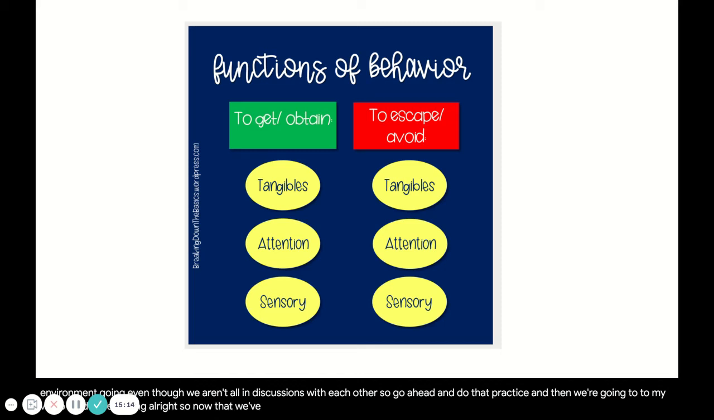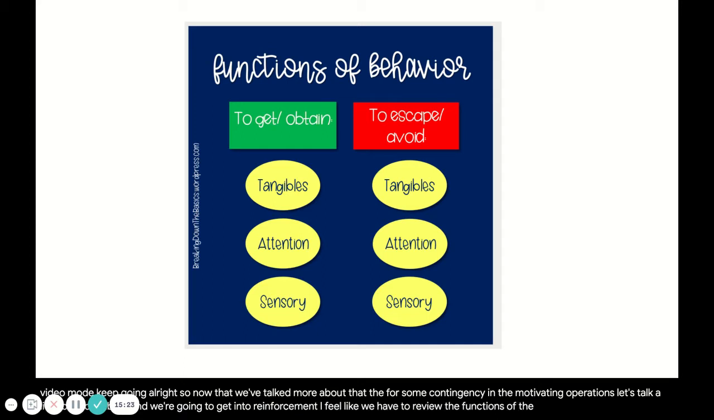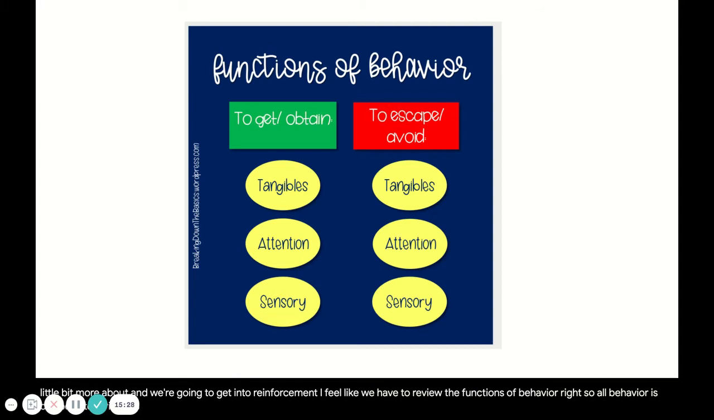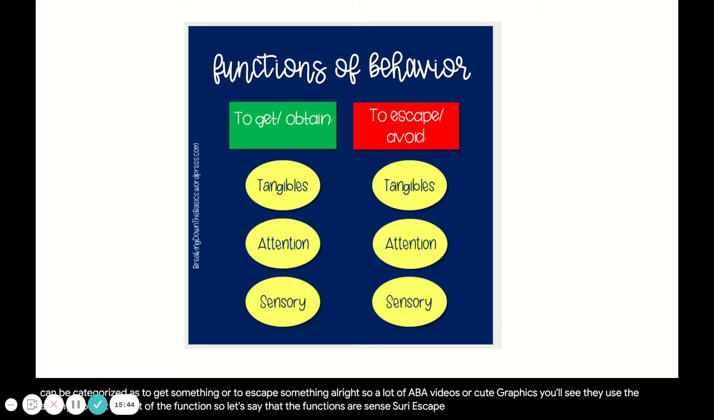Right. So now that we've talked more about the four-term contingency and the motivating operations, let's talk a little bit more about, and we're going to get into reinforcement. I feel like we have to review the functions of behavior, right? So all behavior can be categorized as to get something or to escape something. In a lot of ABA videos or cute graphics, you'll see they use the acronym of EAT or SEAT of the function. So let's say that the functions are sensory, escape, attention, or tangibles, SEAT.